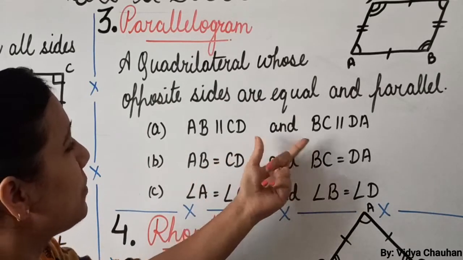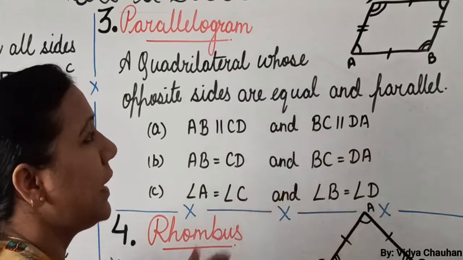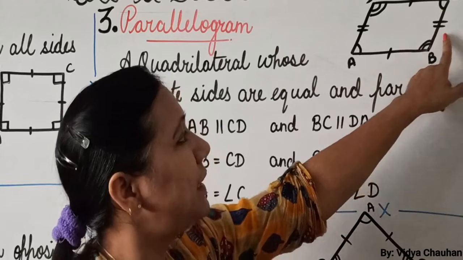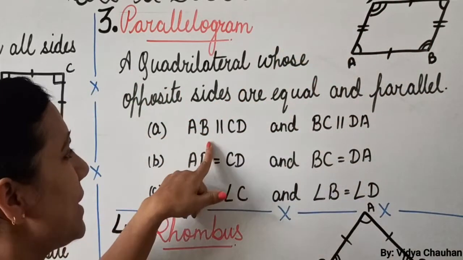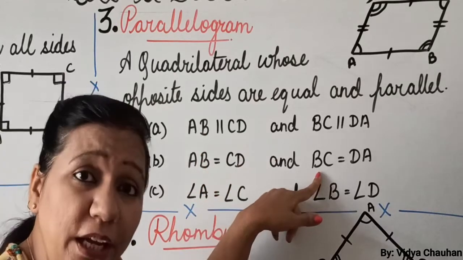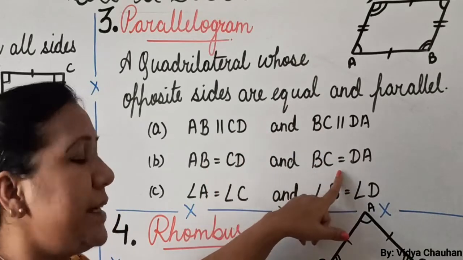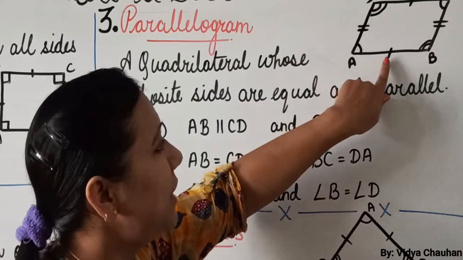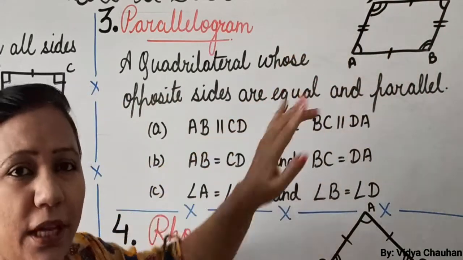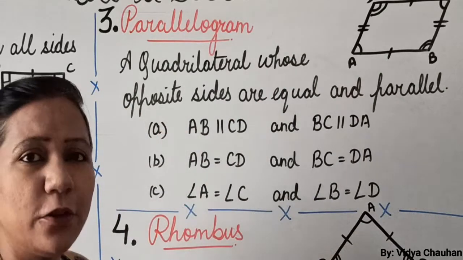Let us discuss its properties. The first property says the opposite sides are parallel. That means side AB is parallel to CD and side BC is parallel to DA, as written here. The second property says the opposite sides are also equal, just like a rectangle. Opposite sides are parallel and opposite sides are equal also. That means AB is equal to CD and BC is equal to DA. So these two properties of a parallelogram are just the same as those of a rectangle.